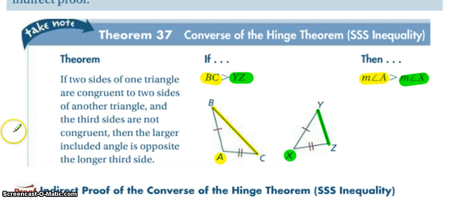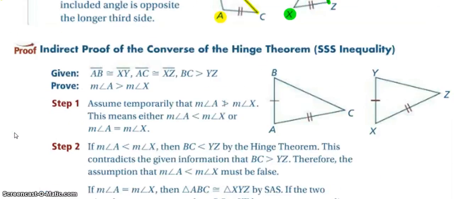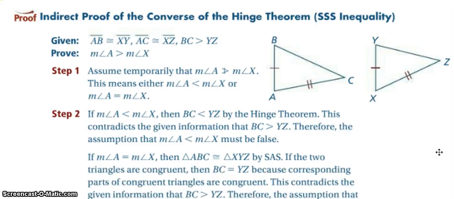Now the proof of this is not in your notes, but it's nice to look at. So here's our indirect proof of the converse of the hinge theorem. We start out knowing our two pairs of congruent sides. So AB is congruent to XY, AC is congruent to XZ, and BC is greater than YZ. Of course, we know our side BC is larger than YZ.